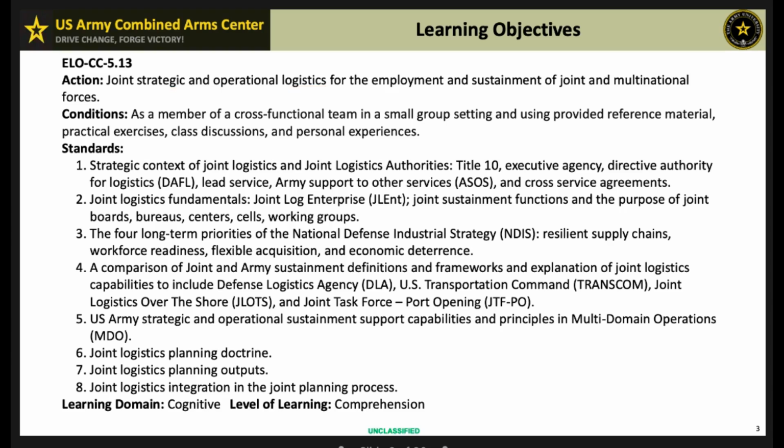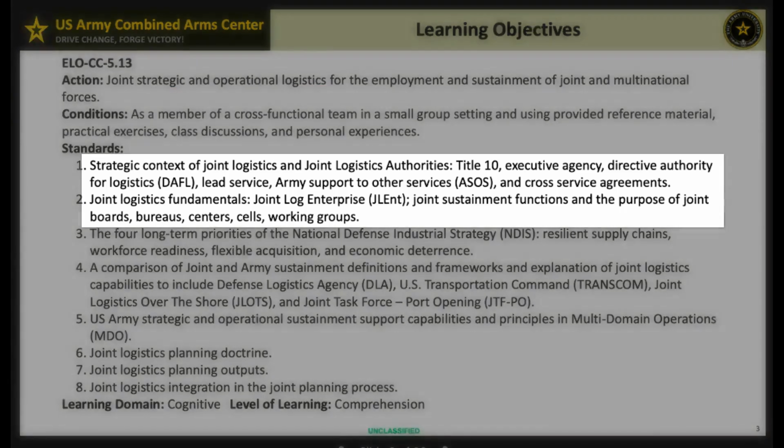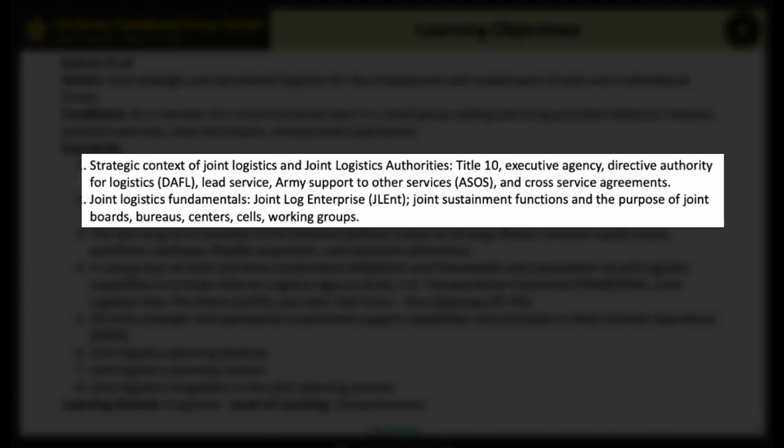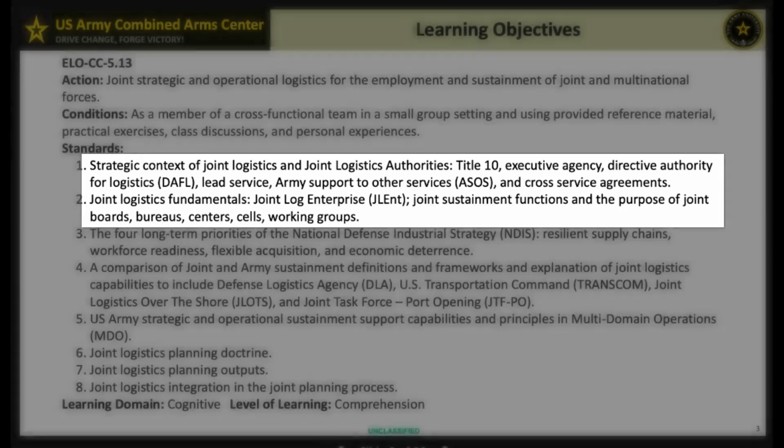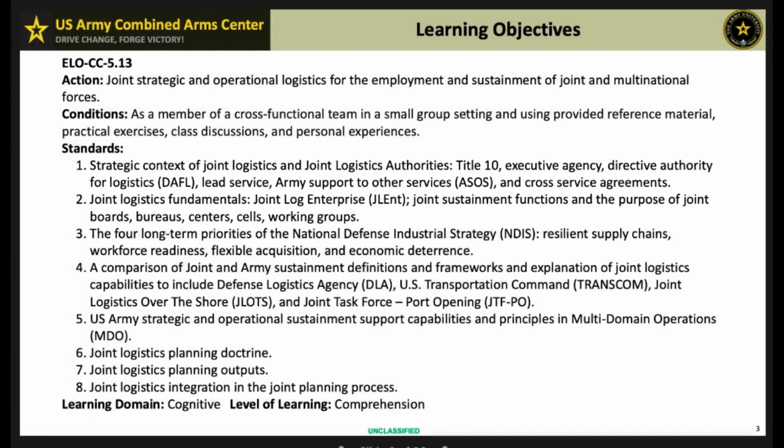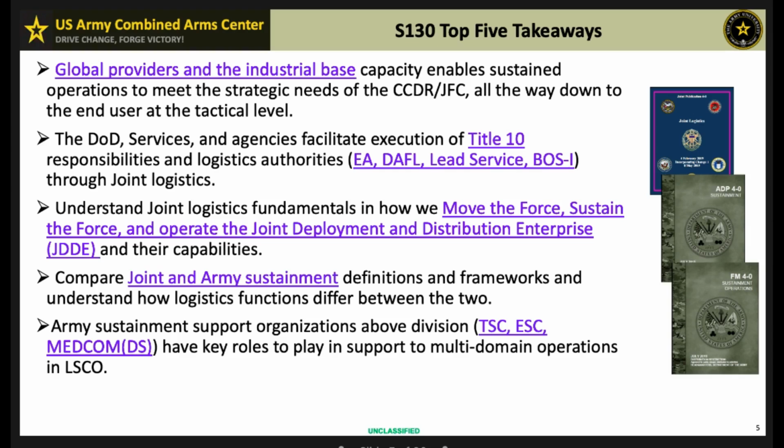You will explore key logistics authorities like Title 10 and Directive Authority for Logistics, or DAFL. We'll cover joint logistics fundamentals, the National Defense Industrial Strategy, NDIS, and the differences between Army and joint sustainment. By mastering these, you'll understand how the logistics system enables operational success in multi-domain operations.